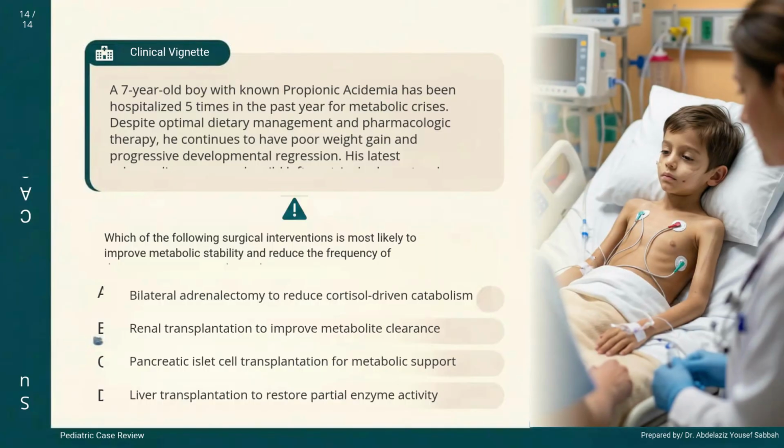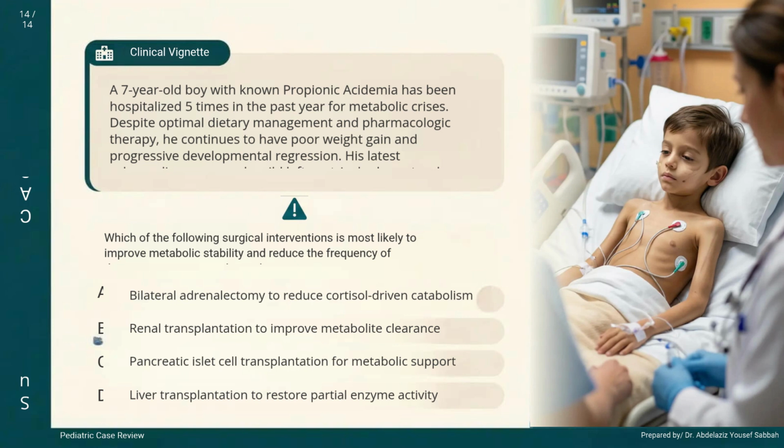Case 14. A 7-year-old boy with known propionic acidemia has been hospitalized 5 times in the past year for metabolic crises. Despite optimal dietary management and pharmacologic therapy, he continues to have poor weight gain and progressive developmental regression. His latest echocardiogram reveals mild left ventricular hypertrophy. Which of the following surgical interventions is most likely to improve metabolic stability and reduce the frequency of decompensation episodes in this patient?